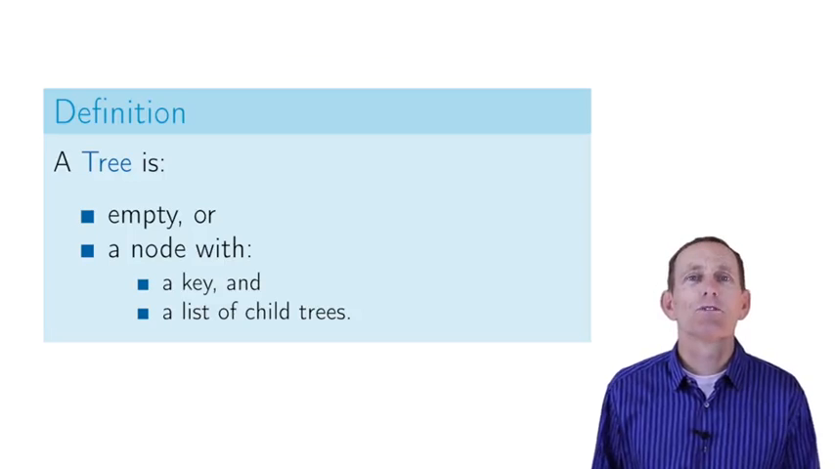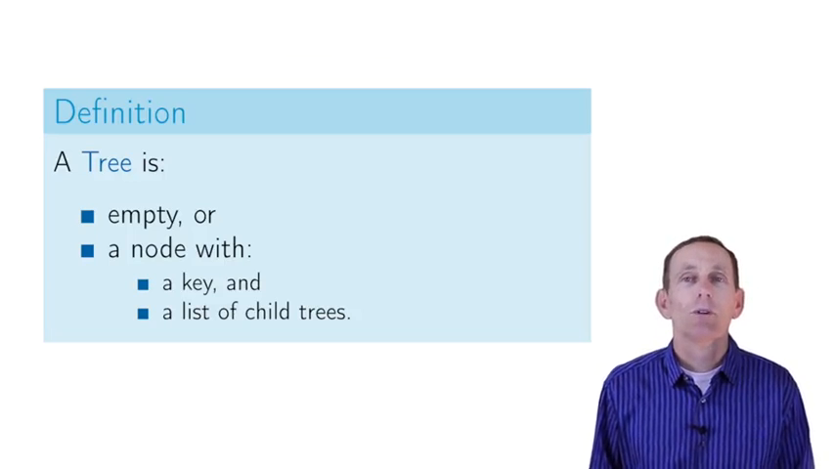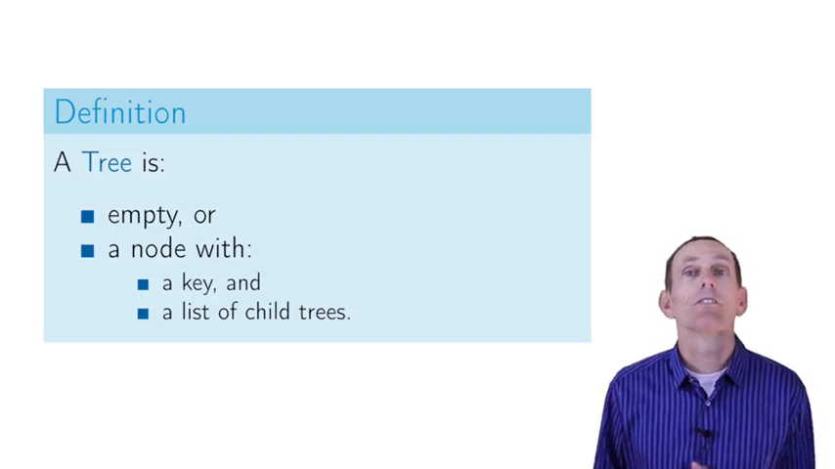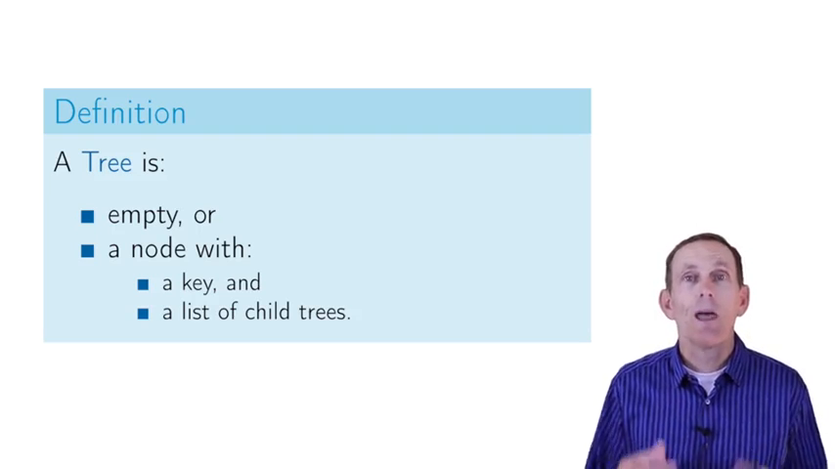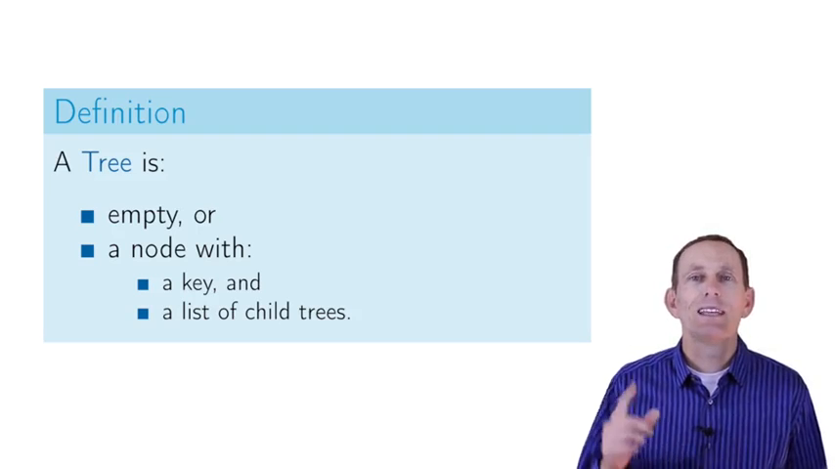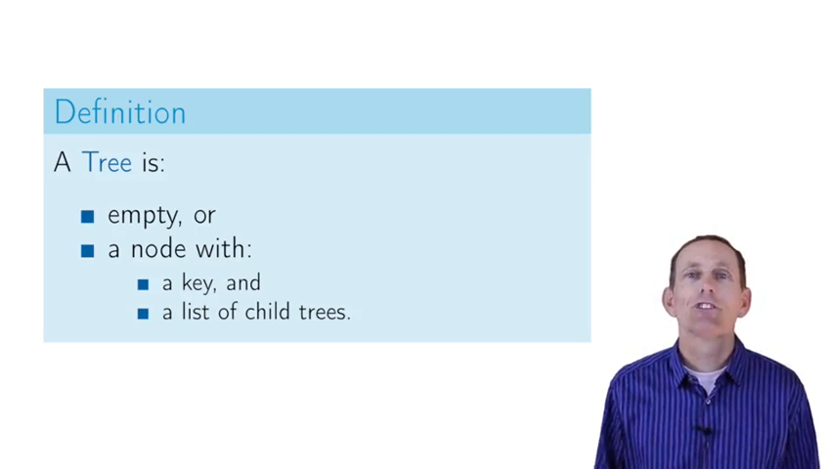So we have all these examples of trees. What's the actual definition of a tree? Well, this is a recursive definition. A tree is either empty or it's a node that has a key and then has a list of child trees.